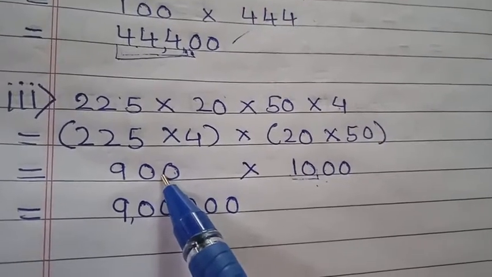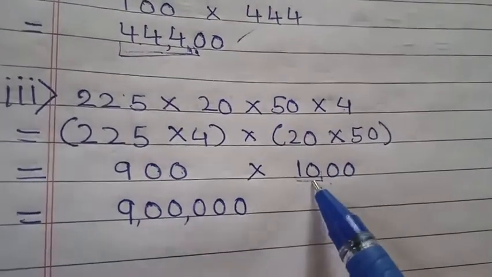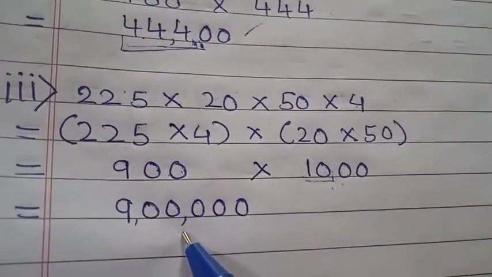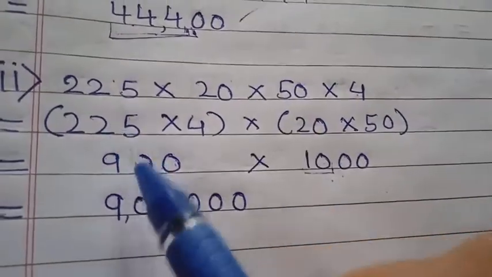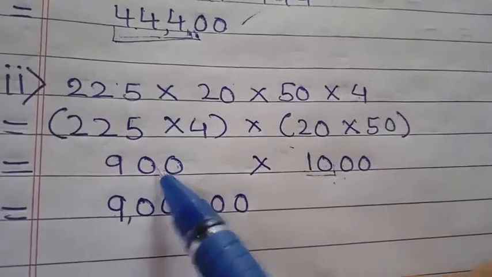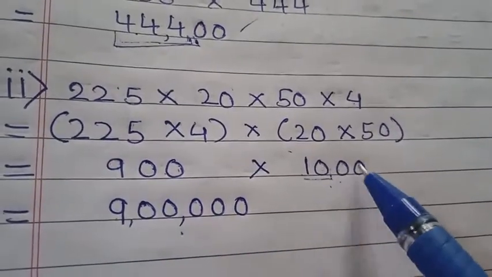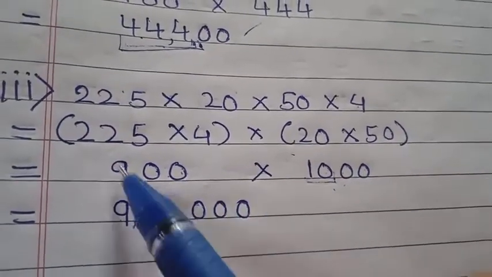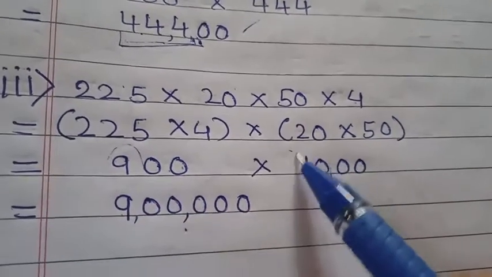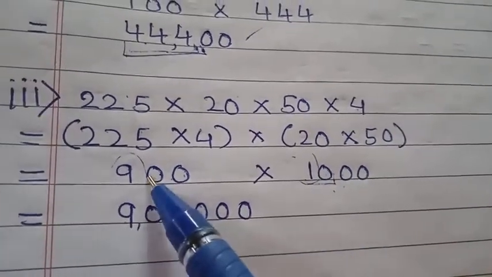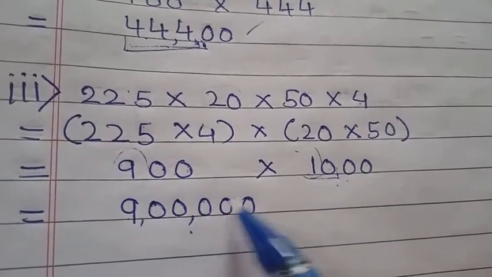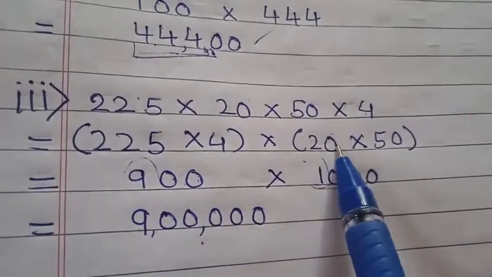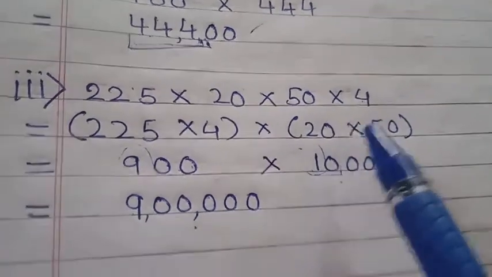So 900 multiplied by 1000 gives 9 lakh. See, 9 ones are 9, and then how many zeros are there? Just count them: 1, 2, 3, 4, 5. So grouping should be proper.